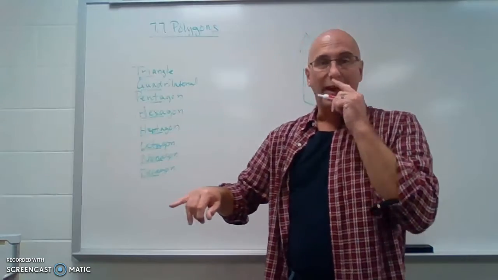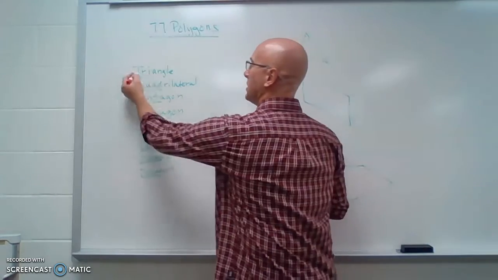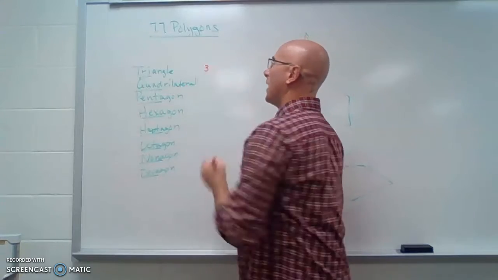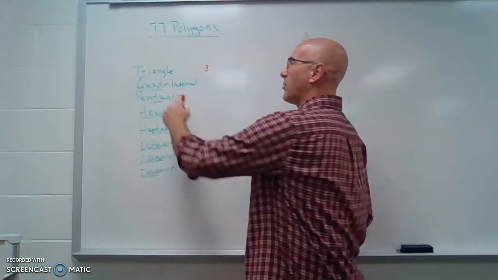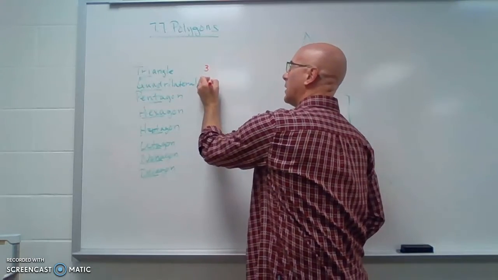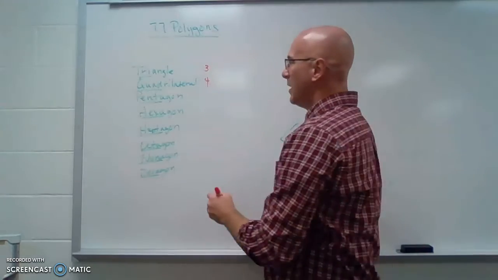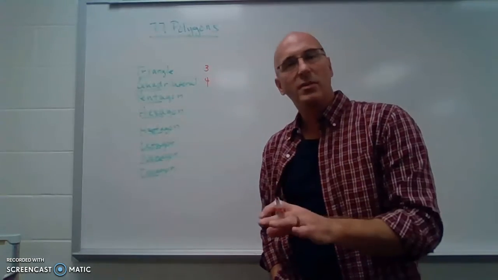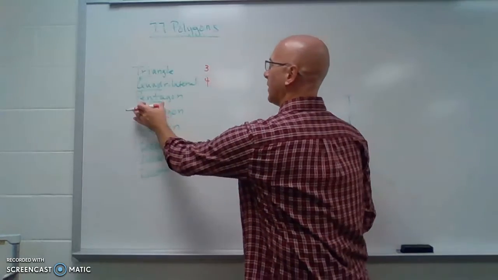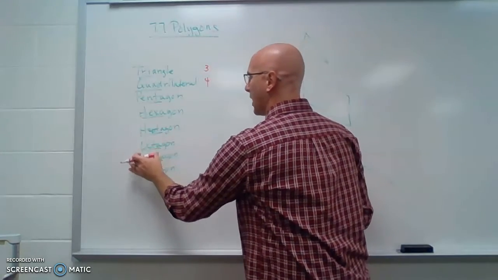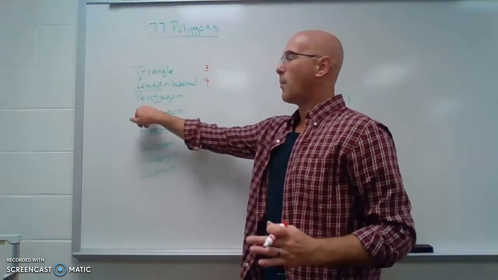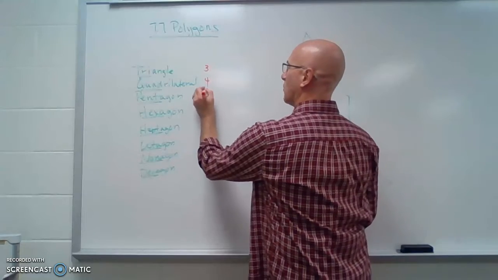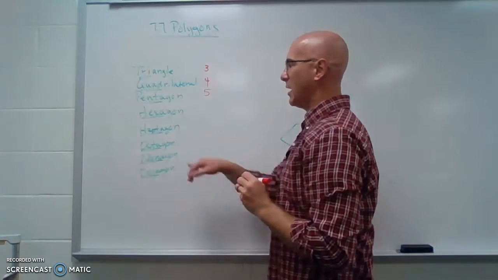Triangle, we know that. That is a three-sided figure. So TRI, triangle, has three sides. Quadrilateral has the word quad in it. That means four. Then we have lots of them that end in gon. Gon means shape, and the beginning part of the word is how many sides. So pent is for a five-sided shape, pentagon.